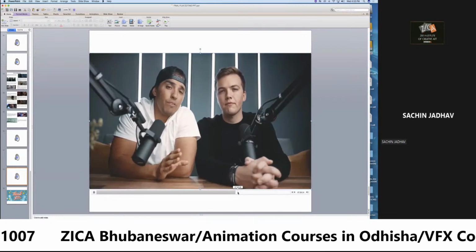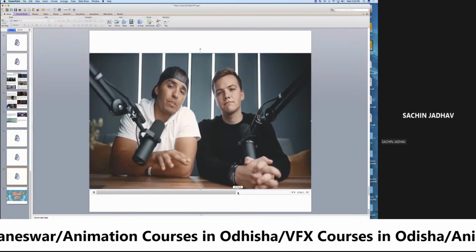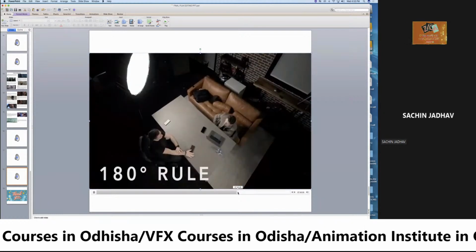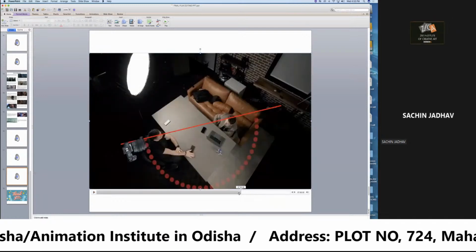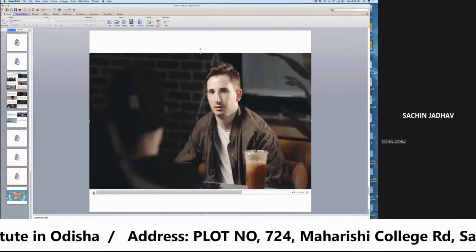Now, one thing to be aware of when filming multiple camera angles is something they teach in film school called the 180-degree rule. The 180-degree rule is basically an invisible line that you draw in the middle of your side of the frame, and subject 2 is on the right side.